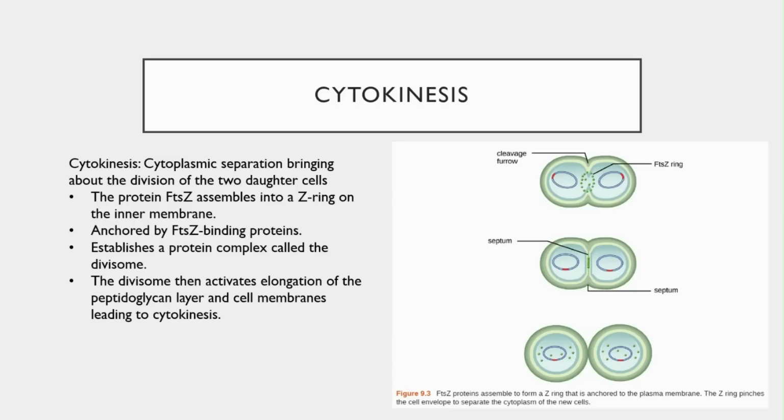You can think of it as the foundation of the new cell wall between the two cells, which is a membrane protein complex of the newly forming cell wall membrane. It establishes a protein complex which is cleverly called the divisome, and then activates the elongation of the peptidoglycan layer and cell membranes leading to cytokinesis. This is the beginning of cell wall development between the soon to be two brand new cells.